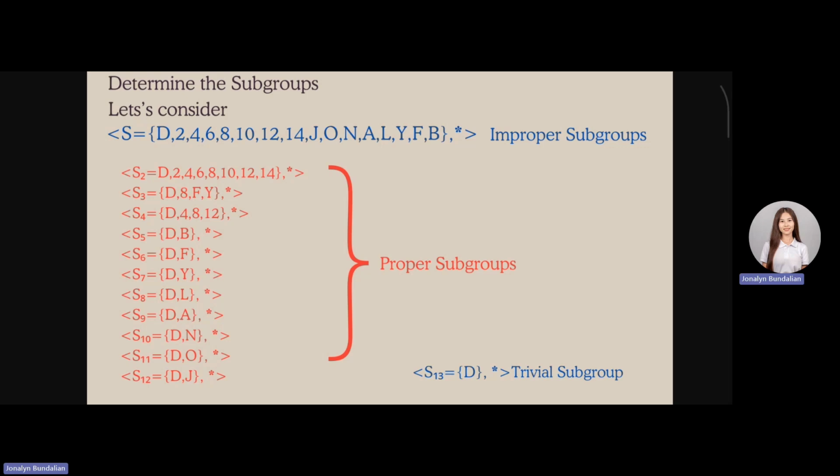S sub 5 is equal to D and V. S sub 6 is equal to D and F. S sub 7 is equal to D and Y. S sub 8 is equal to D and L. S sub 9 is equal to DA. S sub 10 is equal to DN. S sub 11 is equal to DO. And lastly, S sub 12 is D and J. And for our trivial subgroup, S sub 13 is equal to D.